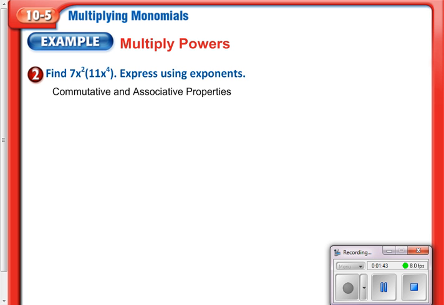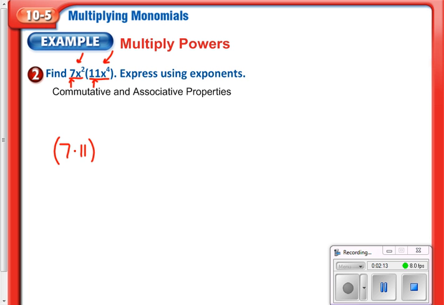Example 2, you have two monomials that you're multiplying together here. You have 7x squared is one monomial. Now you're multiplying it by 11x to the 4th power. You're going to express using exponents again. Remember, you have to have the same base. 7 and 11 are not the same base, so you would not add the exponents. So you would simply go ahead and carry out that operation. That operation is multiplying, so we really have 7 times 11.